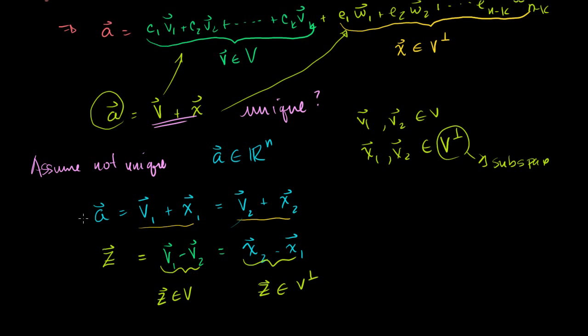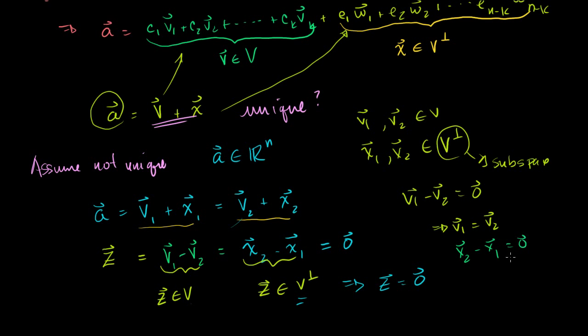Well, we've done this multiple times. This was the first thing we showed in the video. The only vector that is a member of a subspace and its orthogonal complement is the 0 vector. So Z has to be equal to the 0 vector. Well, if both of these are equal to the 0 vector, we know that v1 minus v2 is equal to the 0 vector, which implies that v1 must be equal to v2. And we also know that x2 minus x1 is equal to the 0 vector, or x2 is equal to x1.